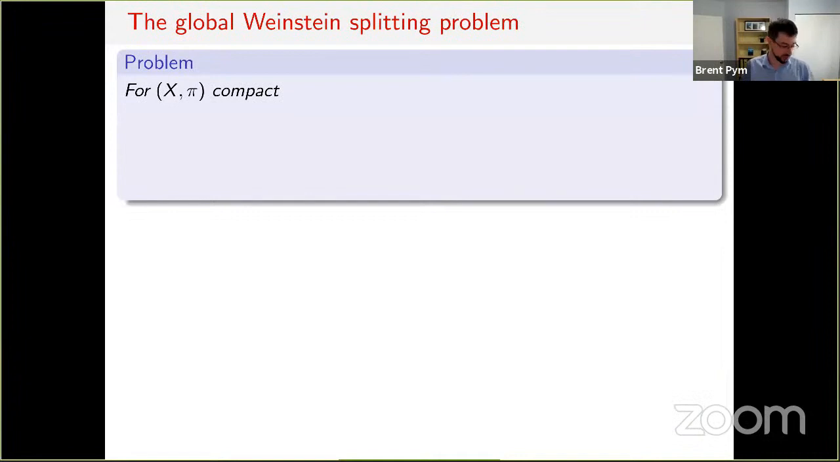Okay, so the problem that I want to discuss today is to what extent can Weinstein's splitting theorem, which is a local statement about the behavior of a Poisson structure, to what extent can it be globalized? So let's imagine that we have a Poisson manifold that is compact. Let's assume also that we have a symplectic leaf of this Poisson manifold. And the symplectic leaf is also compact.